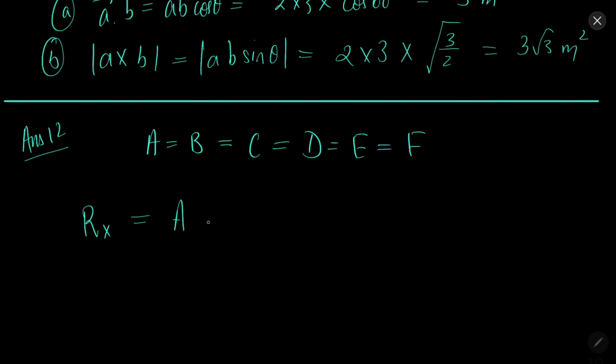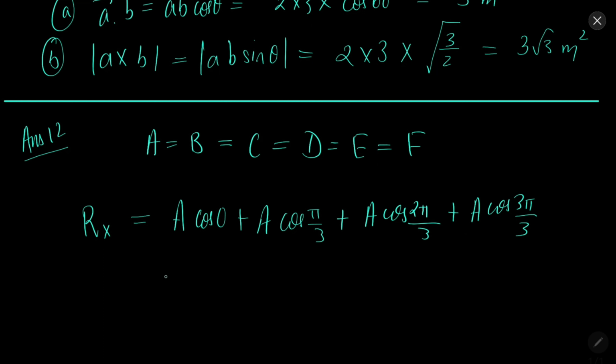Then A cos 0 plus A cos pi by 3, because we know a 60-degree change will be there in a regular hexagon, plus A cos 2 pi by 3. We would have written B, C and D, but as all of them are equal, we are writing only A. A cos 3 pi by 3 plus A cos 4 pi by 3, adding 60 degrees each time, plus A cos 5 pi by 3 equal to 0.